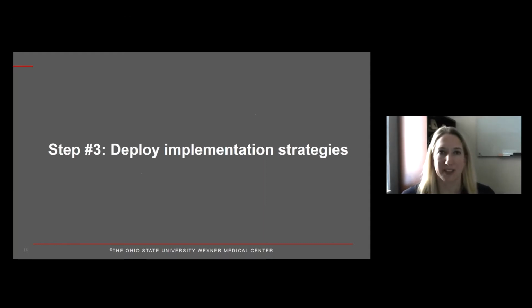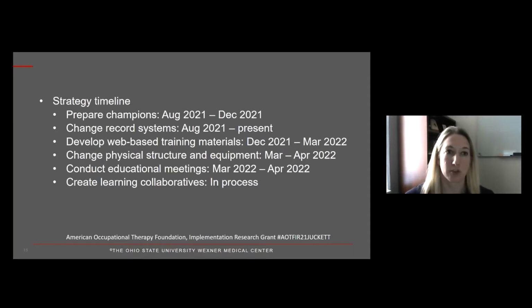So in total, we've got our 6 implementation strategies. 3 from that CFIR to ERIC matching tool, 3 from our focus groups that we conducted across the stroke care continuum at Ohio State. And so now we're in the process of, I should say, deploying our implementation strategies. So again, here you've got our 6 implementation strategies, each of which are represented by a bullet point, and the timeline. So this project officially launched in August of 2021. It's still ongoing through August of 2023.